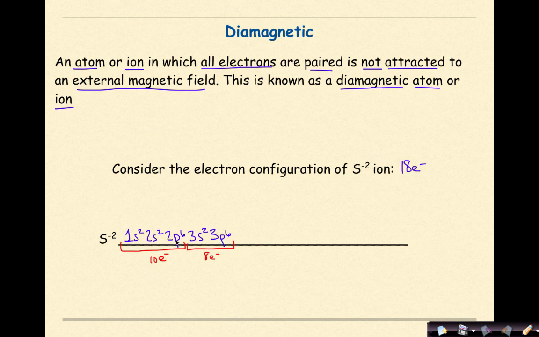All the orbitals in the subshells that are represented here are completely filled and paired with another electron. Therefore, they are diamagnetic. So I like to say the D in "done" matches the D in diamagnetic. And that's how you recognize a diamagnetic atom or ion.